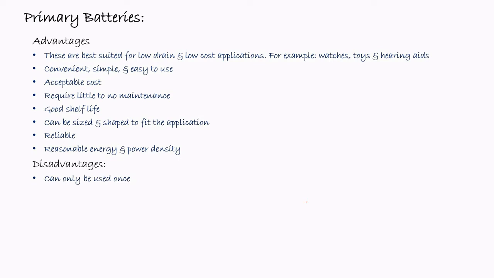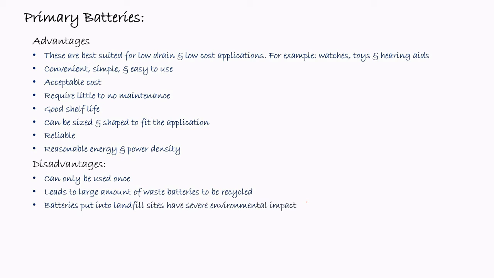It can only be used once. That means once the battery is fully discharged, then we cannot reuse this type of battery. Lead to large amount of waste batteries to be recycled. So it is a problem of recycling the wastage of the batteries. These batteries put into the landfill site have severe environment impact also. The life cycle energy efficiency is less than 2%. So it is a very low value compared to the secondary type of batteries.